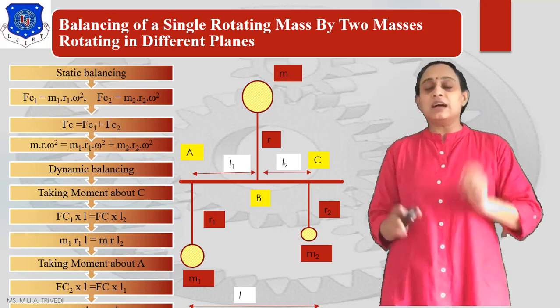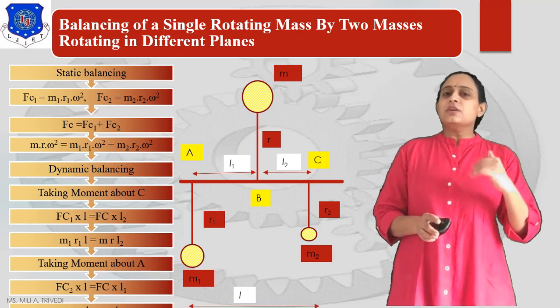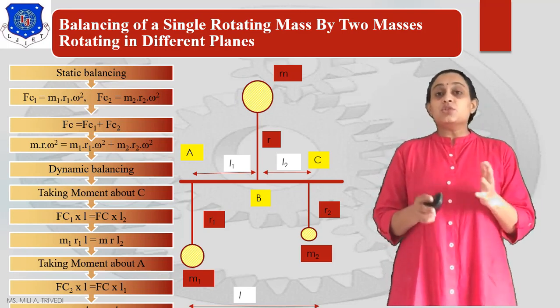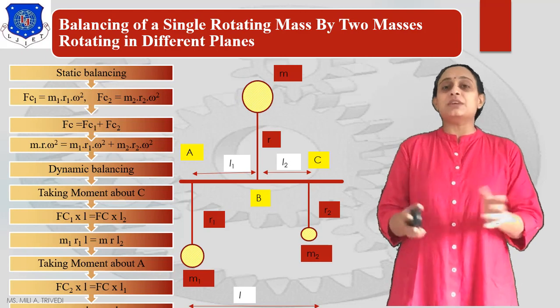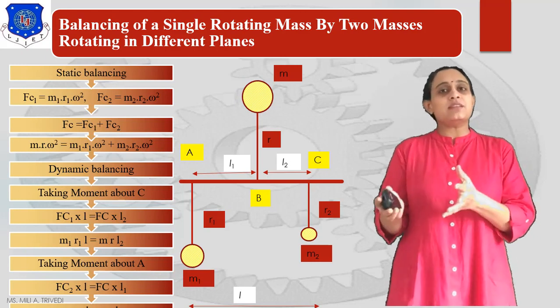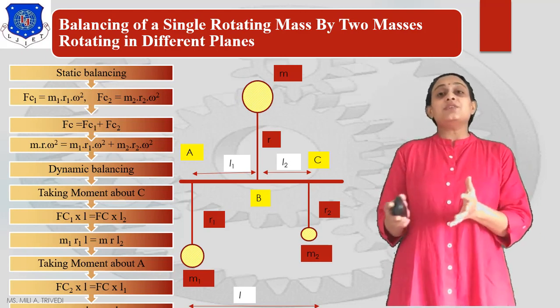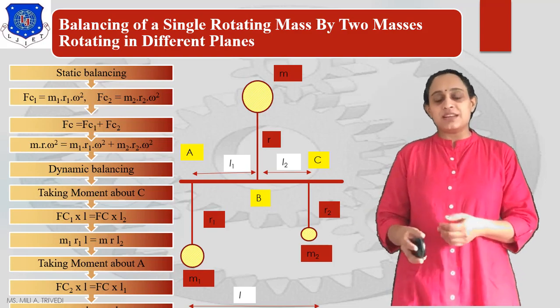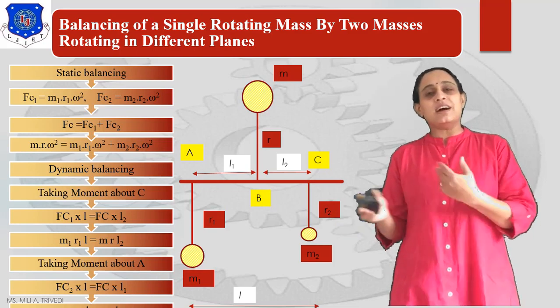It is m omega square r. Next, we consider mass m1. So what is the centrifugal force of mass m1? It is m1 omega square r1. What is the centrifugal force of mass m2? It is m2 omega square r2.